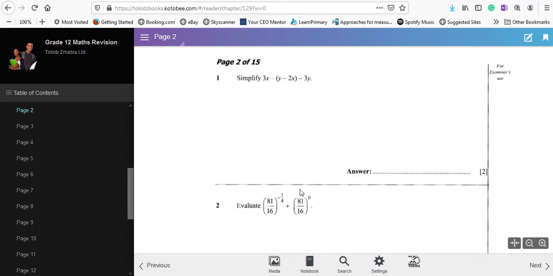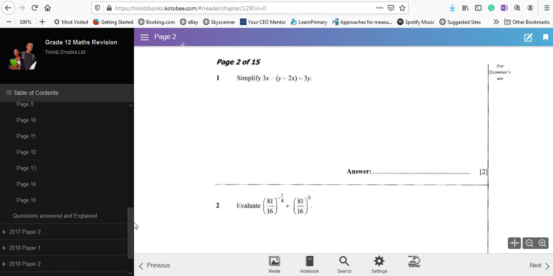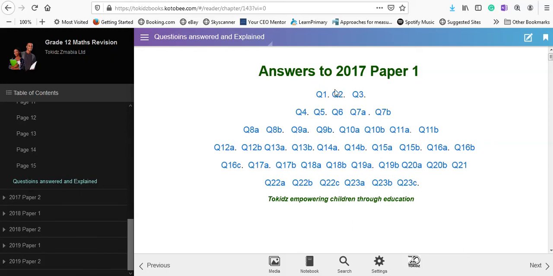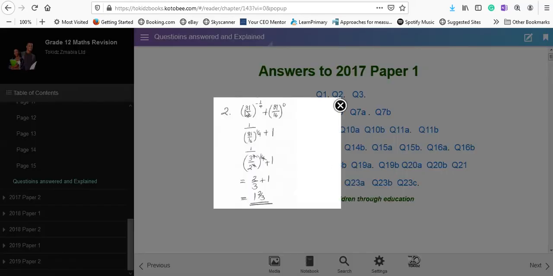So you get a piece of paper, you work it out on a piece of paper. Okay, so you're practicing. How do you know if you got it correct? All that you need to do, we are looking at question 2, is go to the questions answered and explained. You go there, and we're looking at question 2. And there you have it. It has been explained step by step on how to do it.